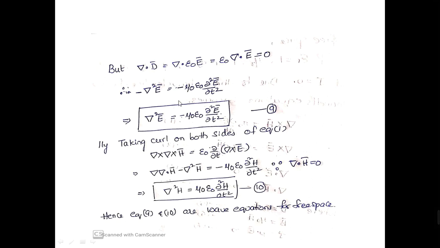Now substituting this value in that expression, we get minus del square E is equal to minus mu naught epsilon naught dou square E by dou T square. The minus gets cancelled, please correct it. Del square E is equal to mu naught epsilon naught dou square E by dou T square. So this is the wave equation in terms of electric field.